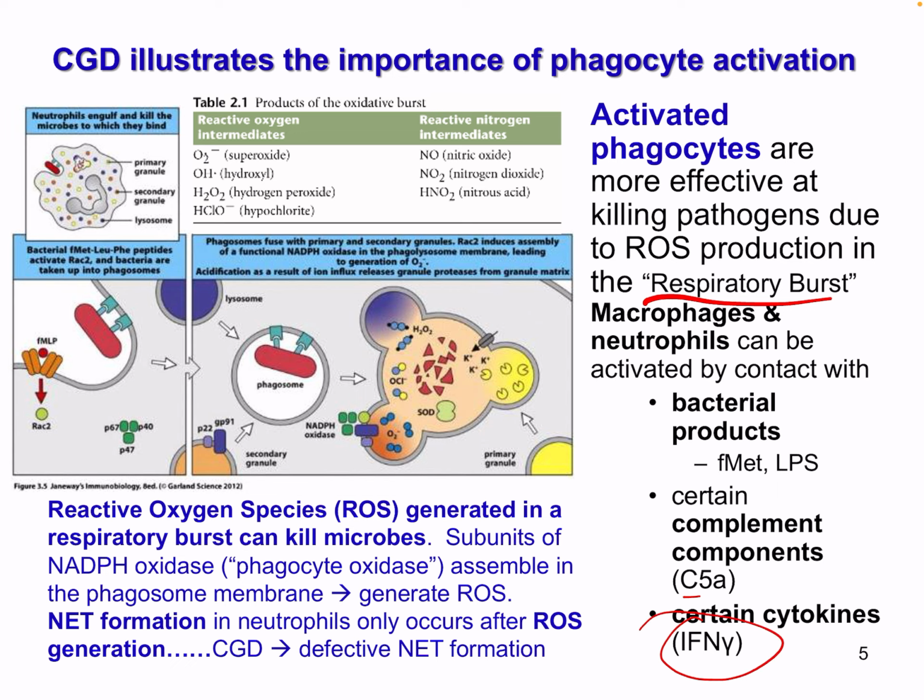We can see that reactive oxygen species are generated in a respiratory burst and can kill microbes. The subunits of NADPH oxidase, or the phagocyte oxidase, assemble in the phagosome membrane and generate the ROS. Neutrophil extracellular trap, or NET, formation in neutrophils only occurs after reactive oxygen species generation occurs. So in CGD, we have defective NET formation and defective respiratory burst. Here again, we can see the reactive oxygen intermediates, as we discussed: superoxide, hydroxyl, hydrogen peroxide, hypochlorite, nitric oxide, etc.